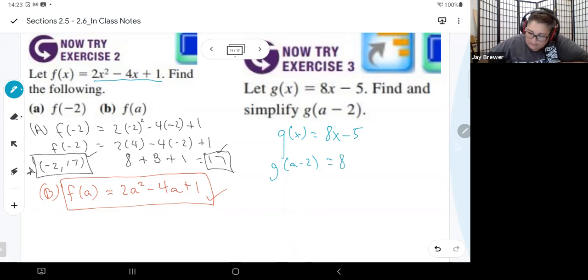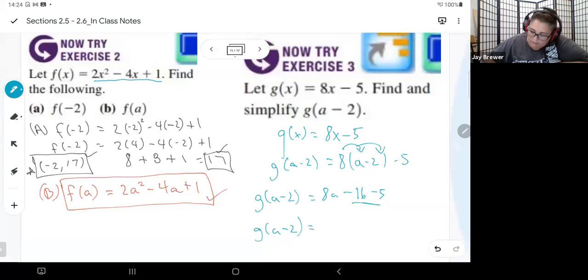So we're going to plug in a minus 2 here. But we can't just leave that. We have to make it look nice. So g of a minus 2 is going to be 8a minus 16 minus 5. We've got to combine these. So your final answer is g of a minus 2 is equal to 8a minus 21.